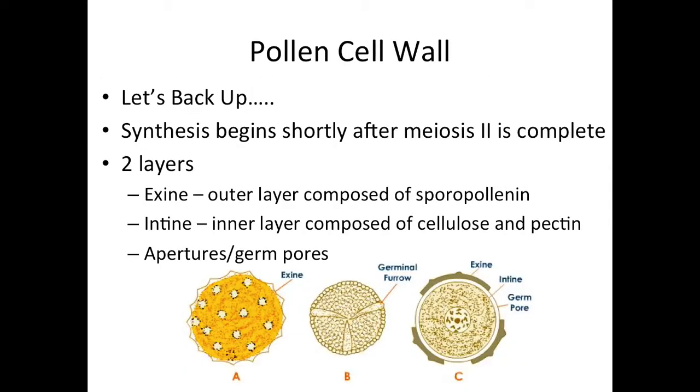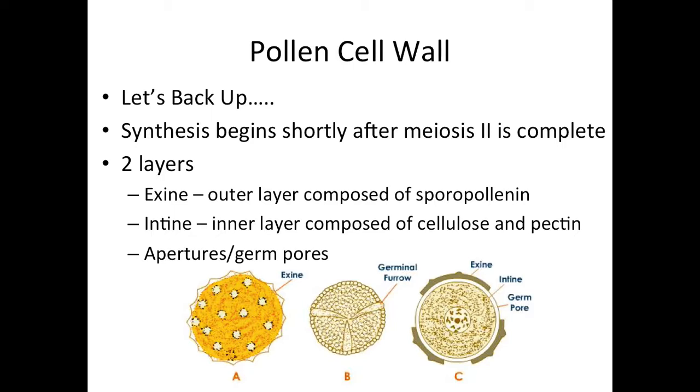All right, let's back up. We've talked about the formation of the pollen in terms of the nuclei and the cells inside, but a very important part of pollen formation is the pollen cell wall. And when you look at pollen, this is what you see. The synthesis of the pollen cell wall begins before microgametogenesis begins. It begins shortly after meiosis II is complete.